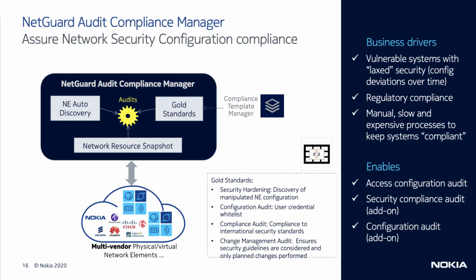NetGuard Audit Compliance Manager automates the audit and analysis of all parameters in physical and virtual networks. NetGuard ACM extracts real-time parameter settings from network functions and performs data integrity analysis by comparing the results to industry gold standards. To help prevent security issues, service degradations, or process inefficiencies, NetGuard ACM identifies mismatches.